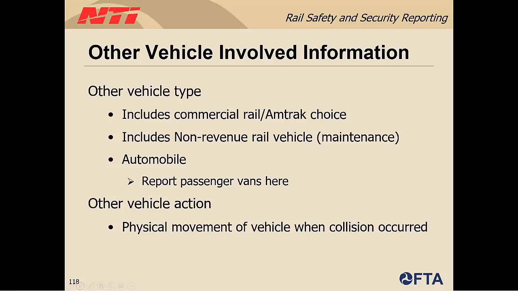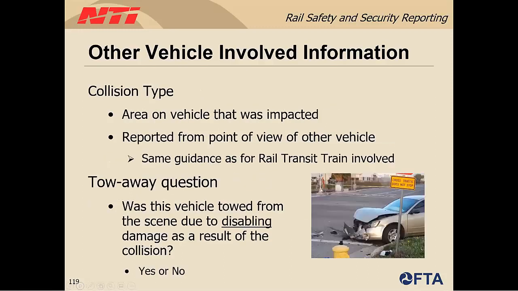And it also collects the physical action or movement of the other vehicle at the time of the collision. Just like when you're doing the transit vehicle, you also indicate the part of the vehicle that was hit from the viewpoint of the other vehicle. It also asks you the question on the other vehicle form about the towing. So here it's confirming the tow away. If you've selected substantial damage, for example, for towing, then you would want to make sure you check this button on the other vehicle form to corroborate that.